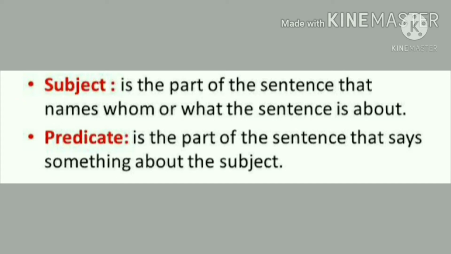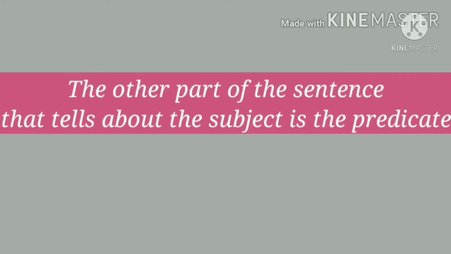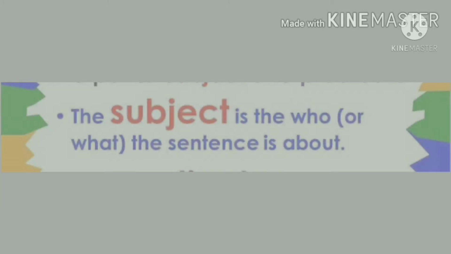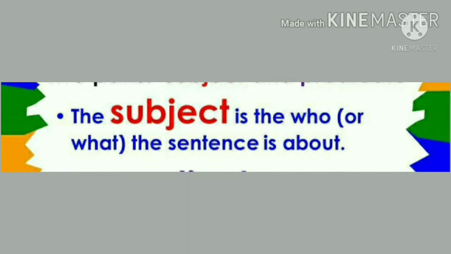The part of a sentence that talks about a noun is the subject. Then what is predicate? The other part of the sentence that tells about the subject is called the predicate of the sentence. The predicate contains the verb. Let us see how to find out the subject in a sentence with the help of examples. It is very simple. Ask question who or what to the verb. The answer shall be the subject of the sentence.